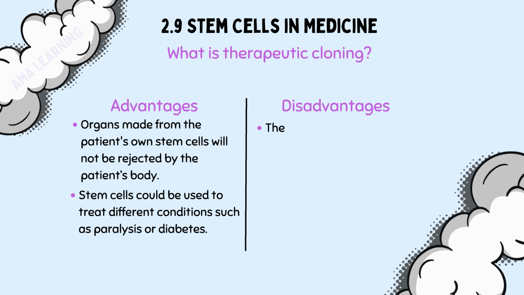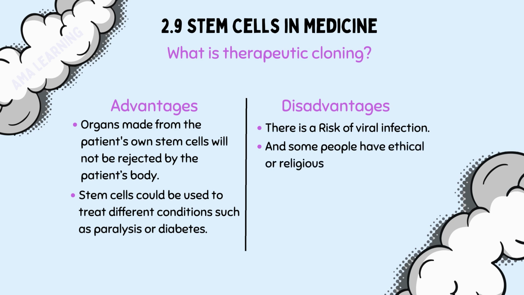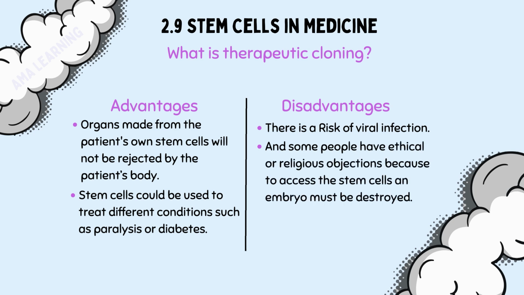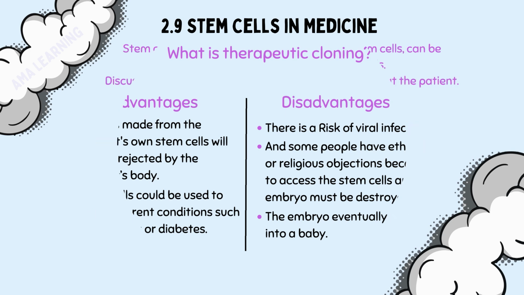Disadvantages. There is a risk of viral infection, and some people have ethical or religious objections because to access the stem cells, an embryo must be destroyed. The embryo eventually grows into a baby. Prior to birth, it can't give consent and hence the ethical and religious objection.